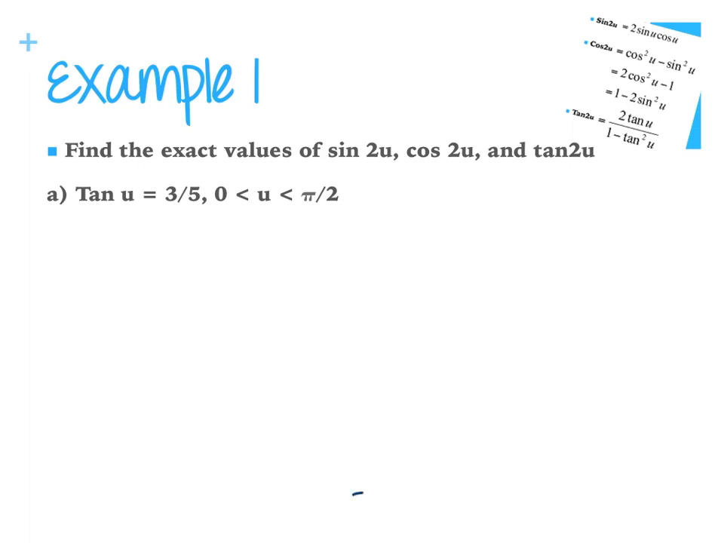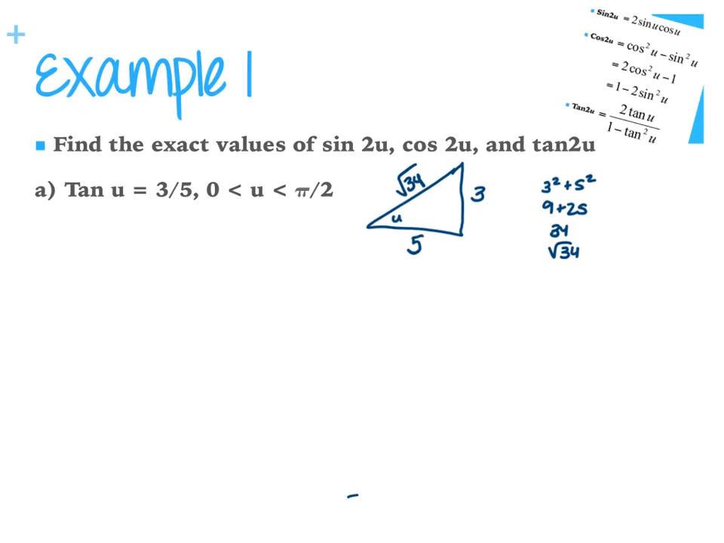So I start with my triangle. I put u in the corner. Tangent is opposite over adjacent. Is my missing side 4? No, why not? There's a triple 3, 4, 5, but that 5 would have had to been on the hypotenuse, right? So I'm going to find the missing side by doing 3 squared plus 5 squared. 9 plus 25, which is 34. Square root of 34 is my hypotenuse.